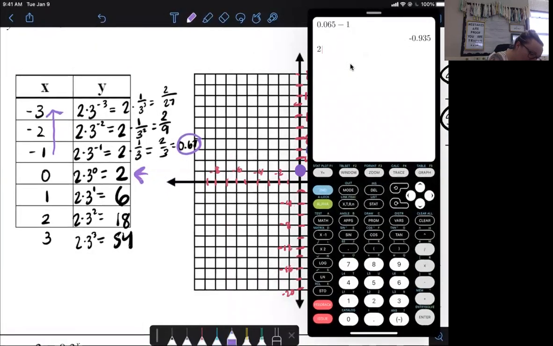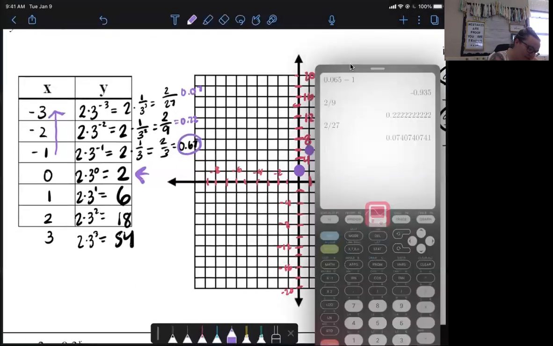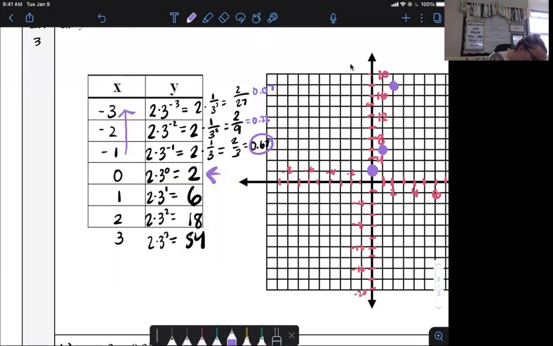Like 2 divided by 9 is 0.22. 2 divided by 27 is 0.074. So these numbers keep getting smaller. It looks like we're approaching 0. We're getting closer and closer to 0, but we aren't actually touching 0. Like we never reach it. So what's happening is these y values, at -1, it's less than 1, and at -2 is less than 1. We're getting closer and closer to that x-axis, but we're not actually touching it.